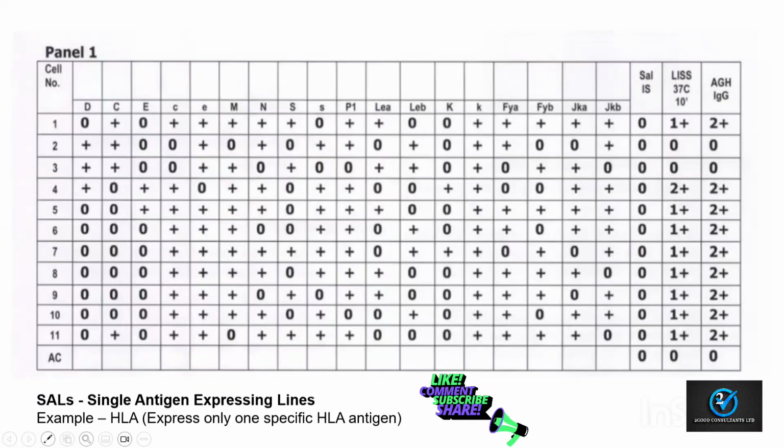So the antigen of the white blood cells that has been introduced in the platelets or in the red blood cell is the human leukocyte antigen. That means human white blood cell antigen. So I'm trying to explain this to you.